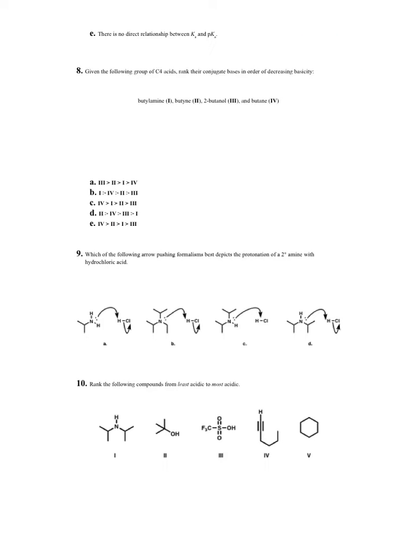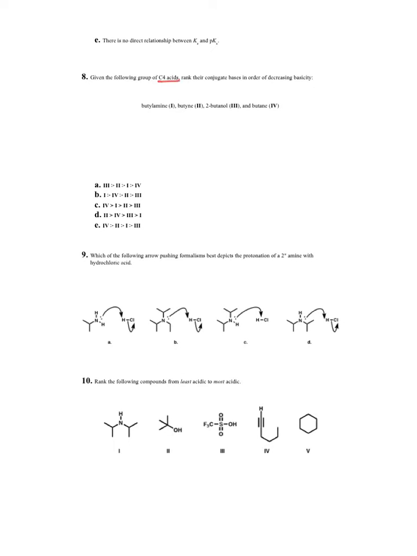So we're on to 8. Given the following group of C4 acids, rank their conjugate bases in order of decreasing basicity. So pay attention to what we're asking here. So it's giving you acids. So C4 means there's 4 carbons in the chain. And so you have to look at the pKa values for the acids, draw the conjugate bases, and then you want to put them in decreasing order.